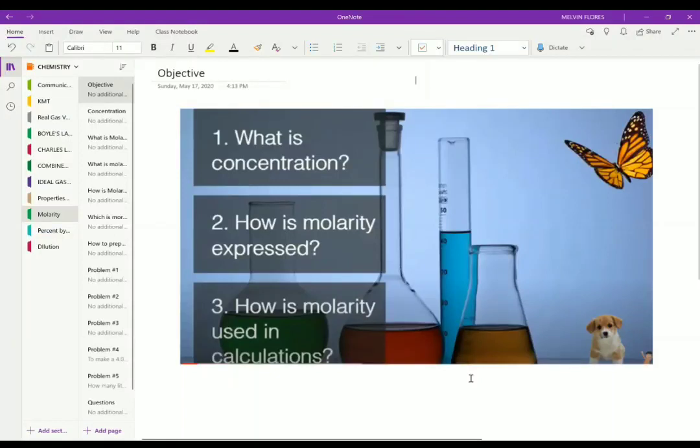Welcome to our lesson on molarity. Molarity is just one way of expressing the concentration of solutions. In this lesson, we're going to learn how to do molarity calculations and make a solution of a certain molarity. And of course, we're going to answer the following questions. What is concentration? How is molarity expressed? And how is molarity used in calculations?